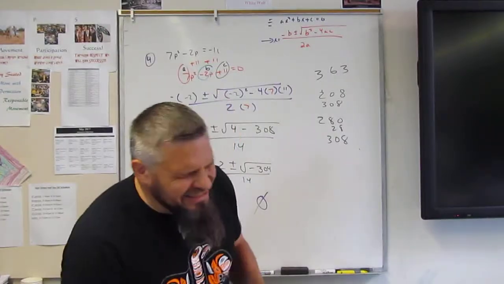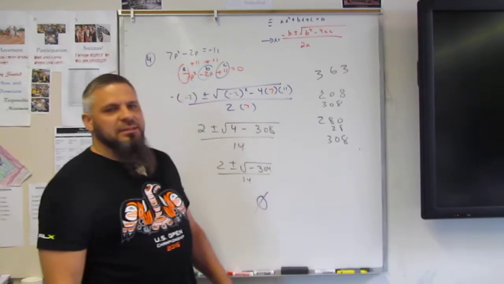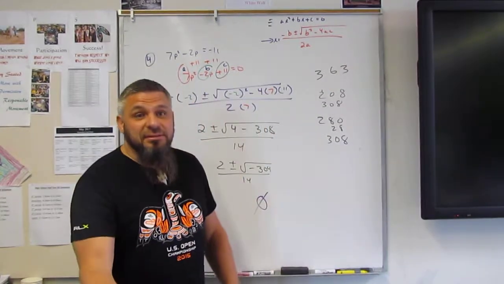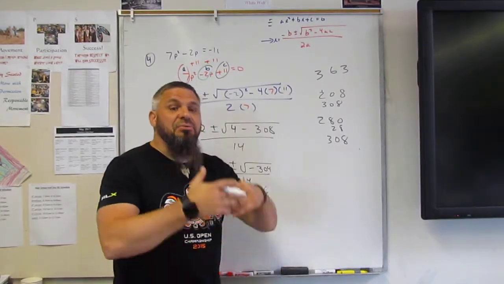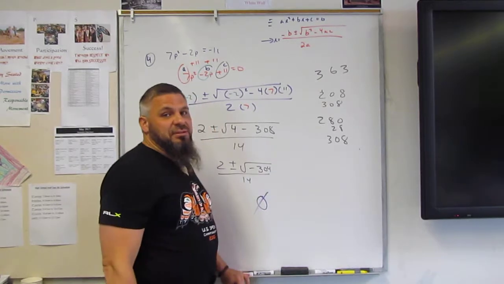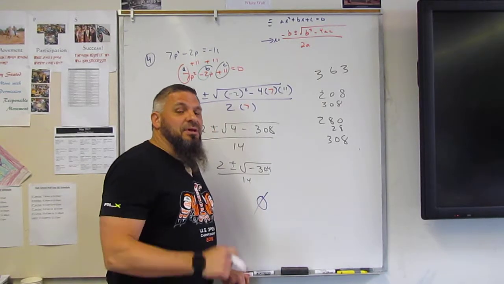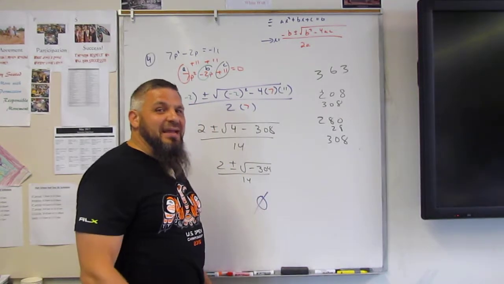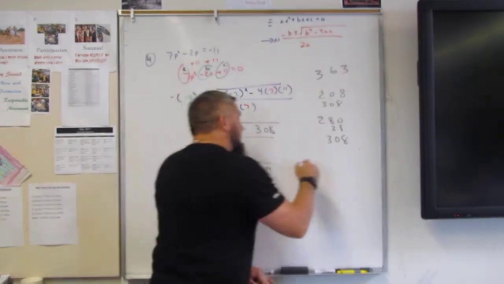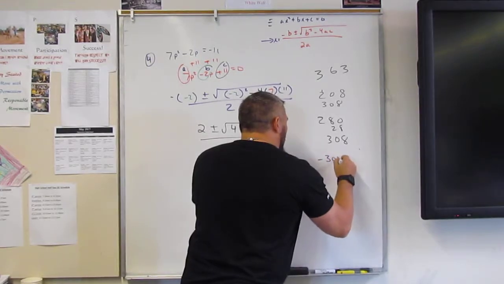But I don't like to teach that to my students. Because next year, guess what I got to teach you? That there is a solution. It's just not real. So there's no real solution. It's called imaginary. Okay? And what happens here is I get this negative 304.